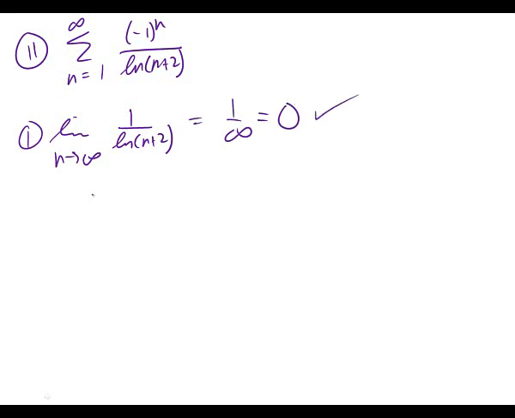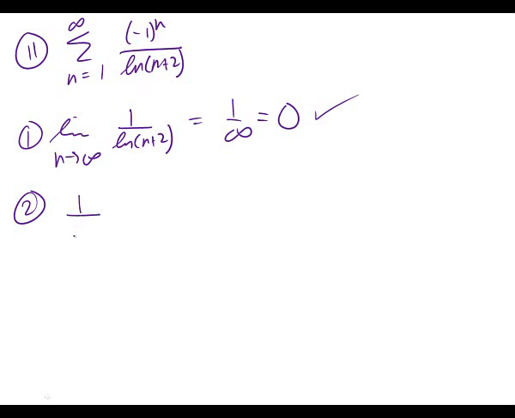So that part of it checks out. That's the first part of the alternating series test. We know that the limit is equal to 0. The second part says we have to prove that it is a decreasing function. Okay? So I'm ignoring the negative because it's alternating, but we have to make sure that the terms decrease.